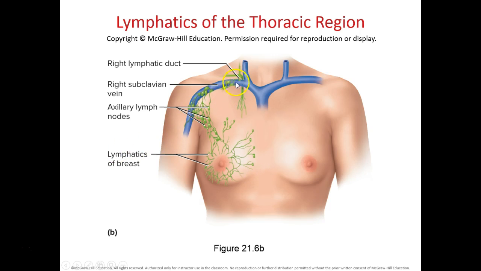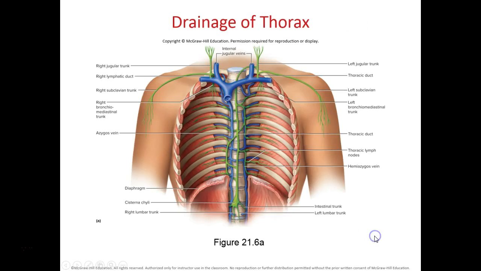All right, so here you can see here's that right lymphatic duct that basically pools into the right subclavian vein. You can see all these different lymph nodes here. All right, so here's another picture showing that.